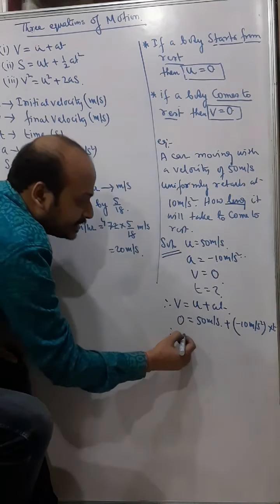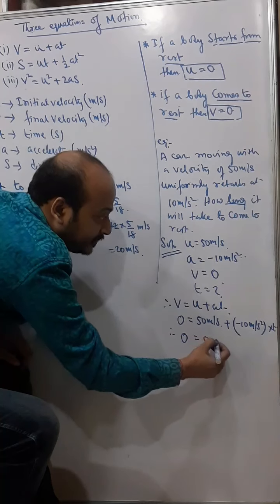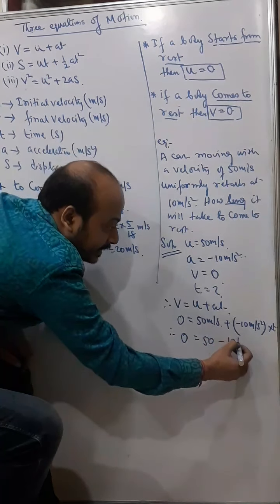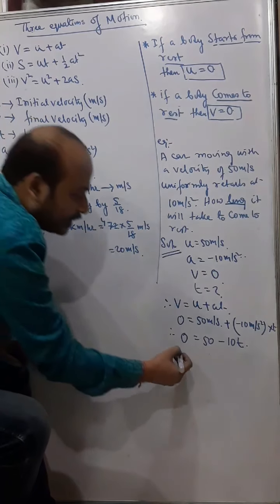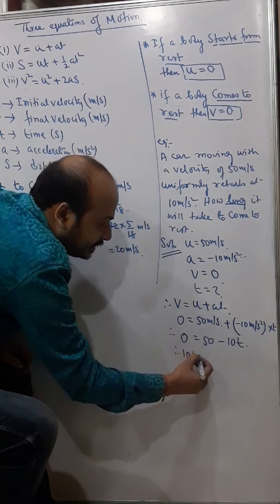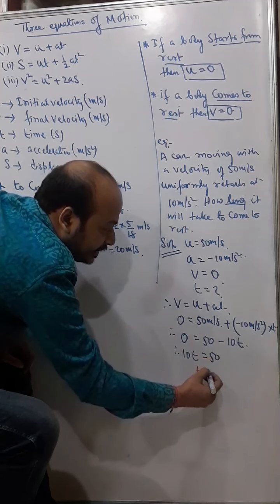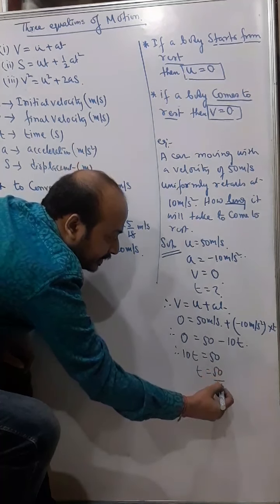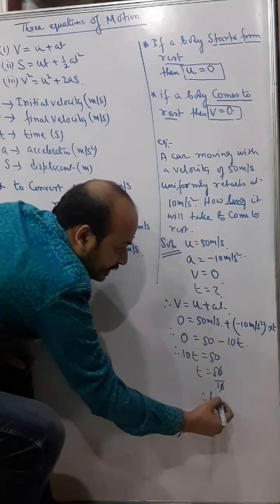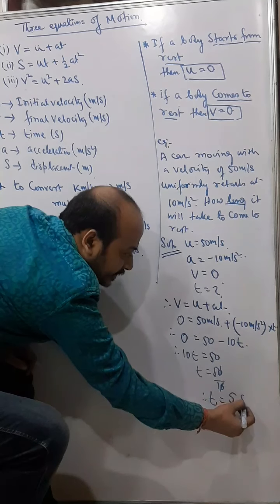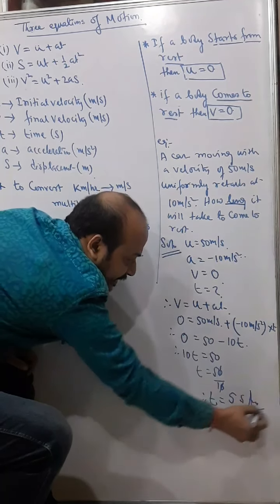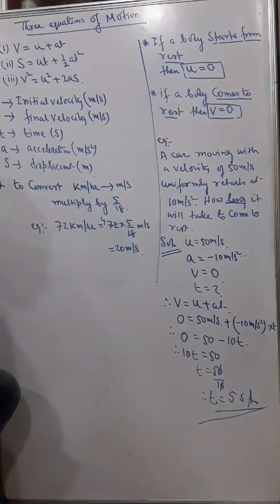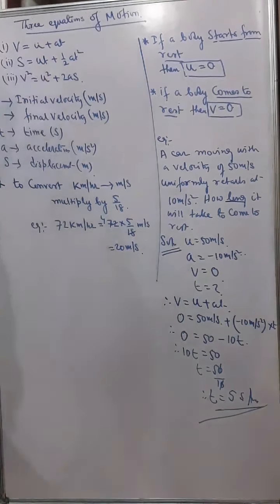So finally I can say 0 equals 50 minus 10t, and therefore 10t equals 50 and t is equal to 50 by 10. So I get t equals, now again I will write the unit, 5 seconds. That is the answer. Understand? Okay. That's all. Okay, pause the video and just copy all this.